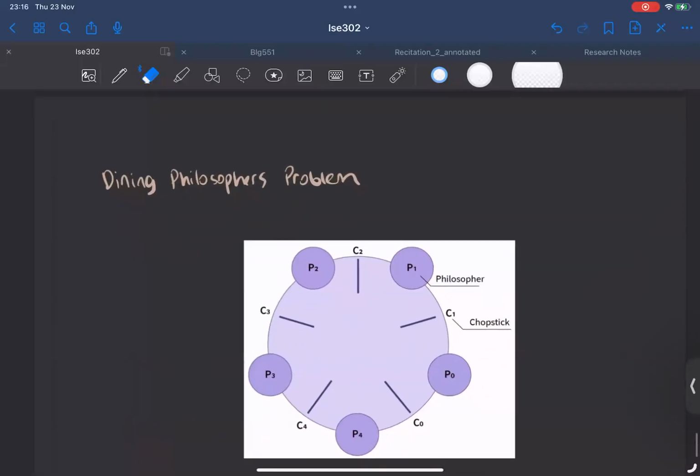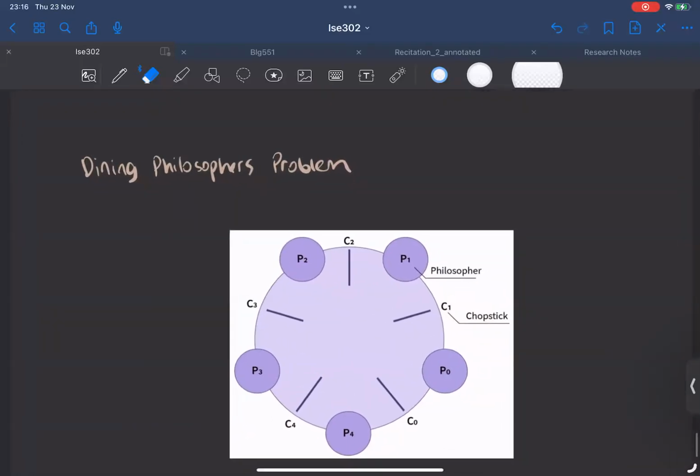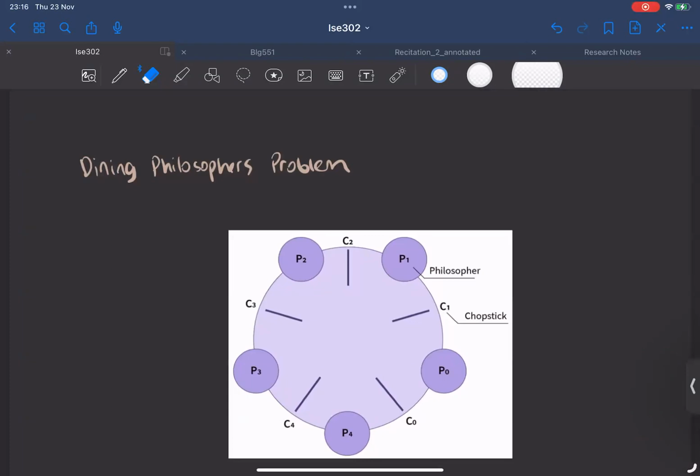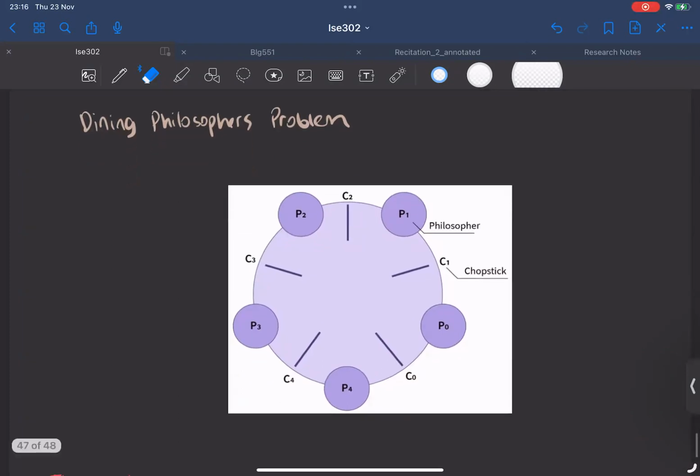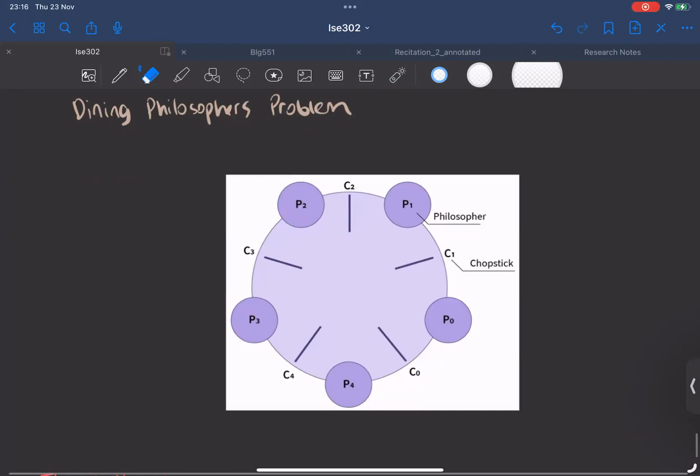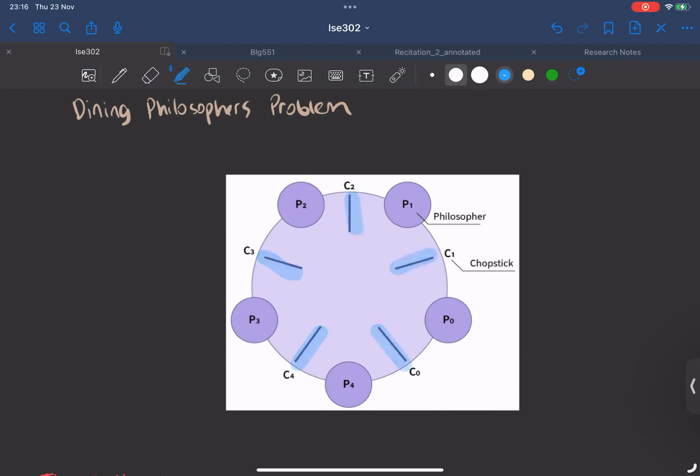So the dining philosophers problem is the last classic synchronization problem that we'll look at this week. In this problem, assume that five philosophers are seated around a circular table, and each philosopher has a plate in front of them, and there is a chopstick between each pair of philosophers, for a total of five chopsticks.